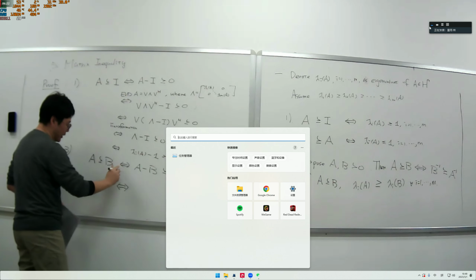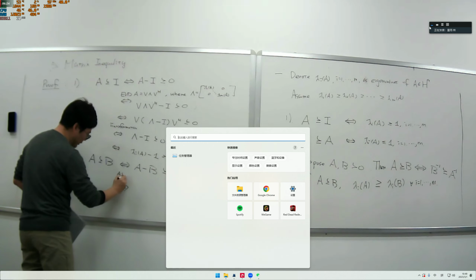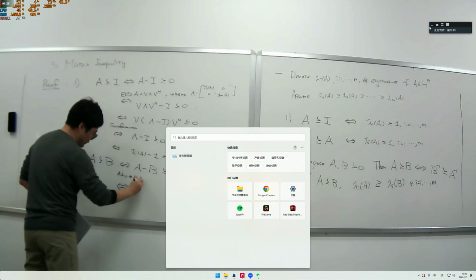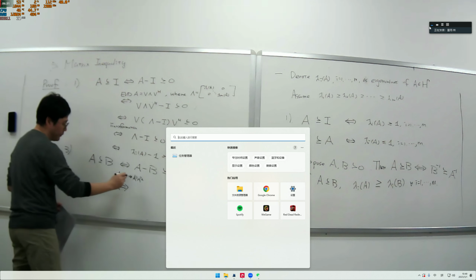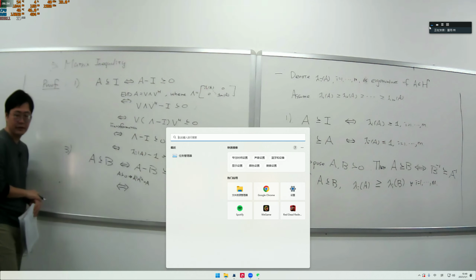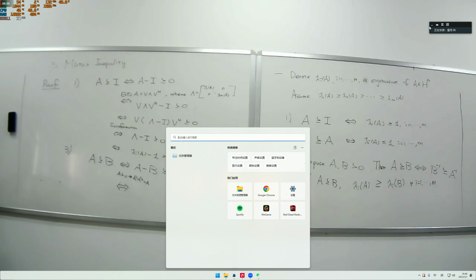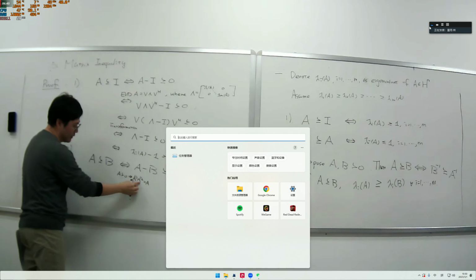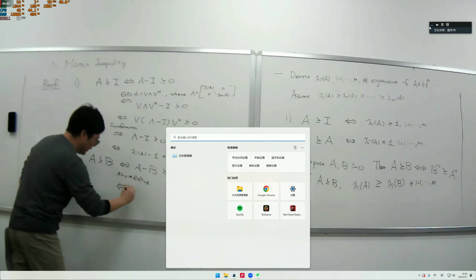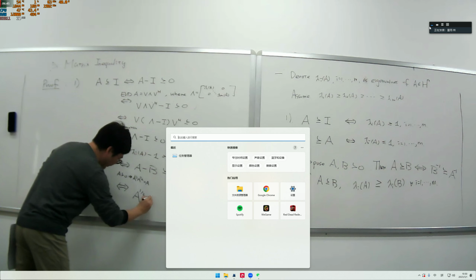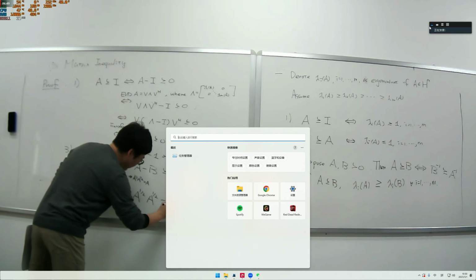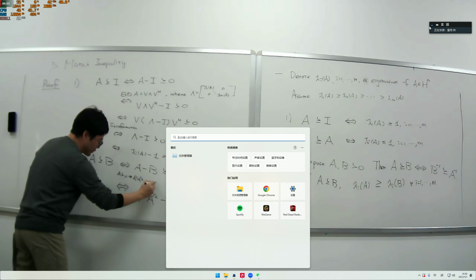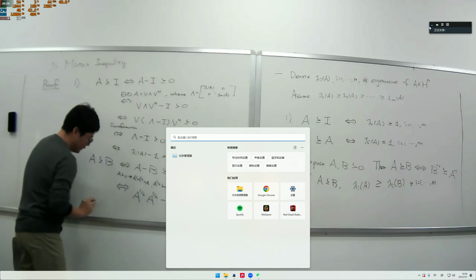A is PD, so we can have a square root of A. So A square root times A square root is equal to A. So we can express A by its square root. And note that because A is PD, the square root is also PD.